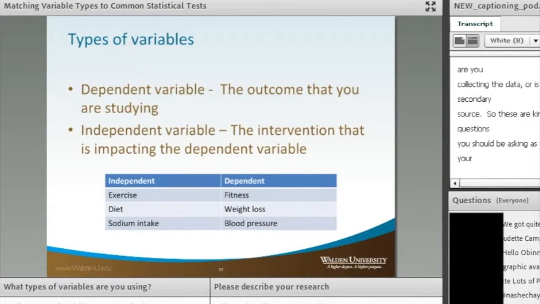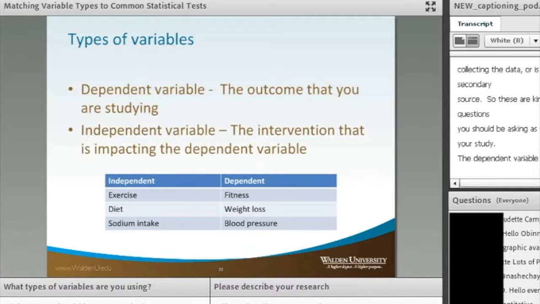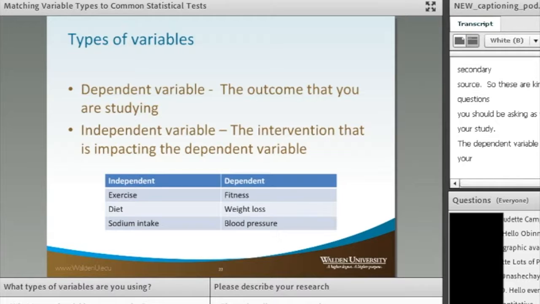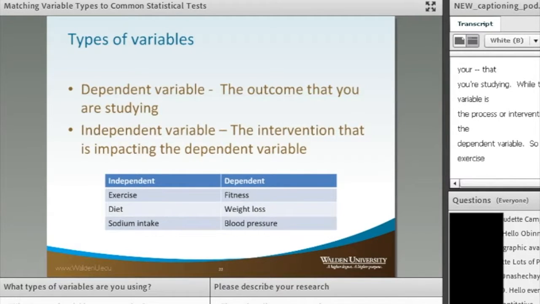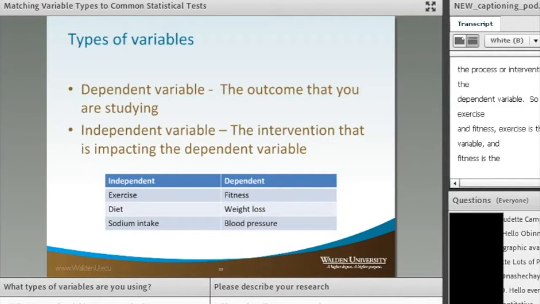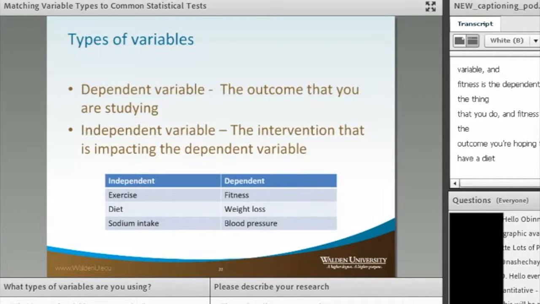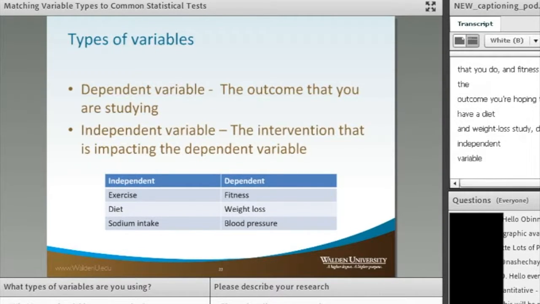The dependent variable is the outcome that you're studying, while the independent variable is the process or intervention used to impact the dependent variable. So if you're studying exercise and fitness, exercise is the independent variable and fitness is the dependent. Exercise is the thing that you do, and fitness is the outcome you're hoping to achieve. If you have a diet and weight loss study, diet is the independent variable and weight loss would be the dependent variable. In the study of sodium intake and blood pressure, the sodium intake would be the independent variable and blood pressure is the dependent variable.